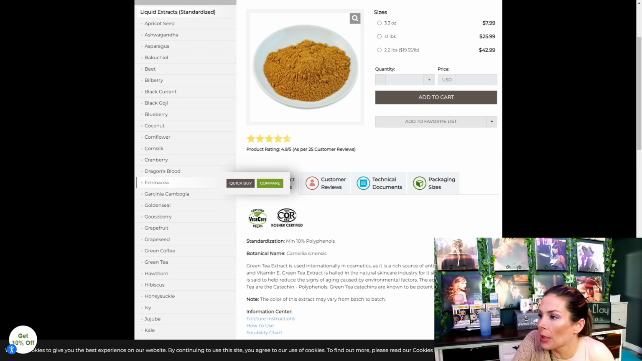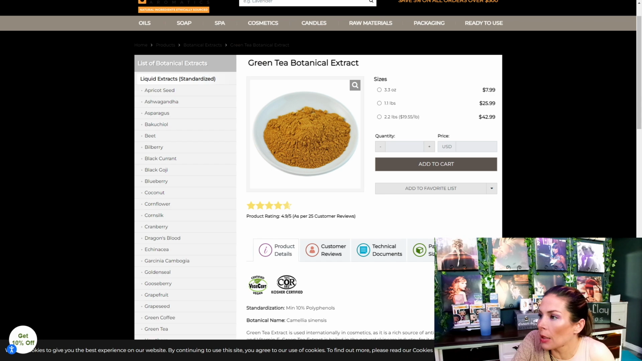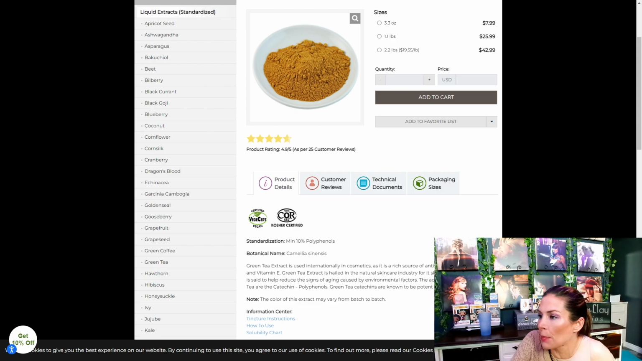So first up, we're looking at 3.3 ounces for $8. So it's quite a bit cheaper. And if we look at the 1 pound, $25. Green tea extract, again, this is a powder, so this is actually making it a little bit more complicated. Standardization here, minimum 10% of the polyphenols.